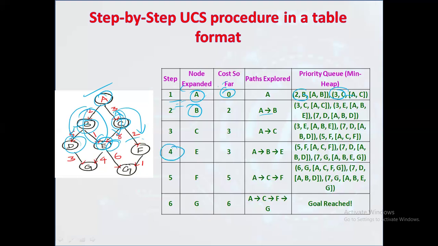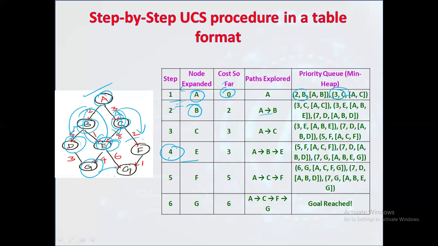The fourth step is expanding E, the lowest cost node, and the cost is 3. Expanding E adds G, with cost 7, and G with cost 9. The cheaper path to G, cost 7, is kept while the costlier one is discarded.